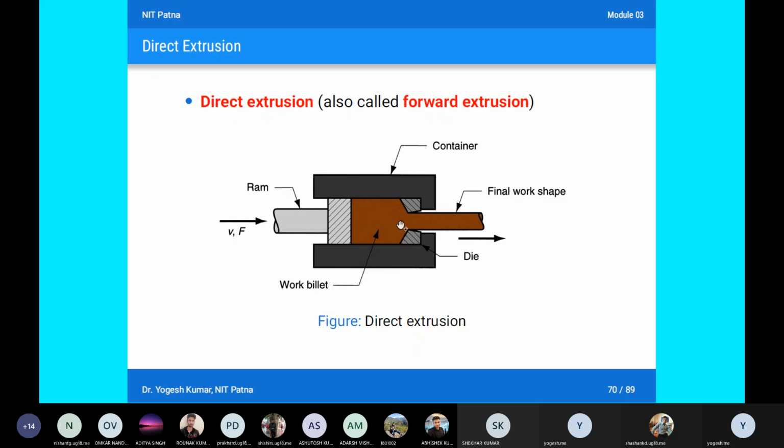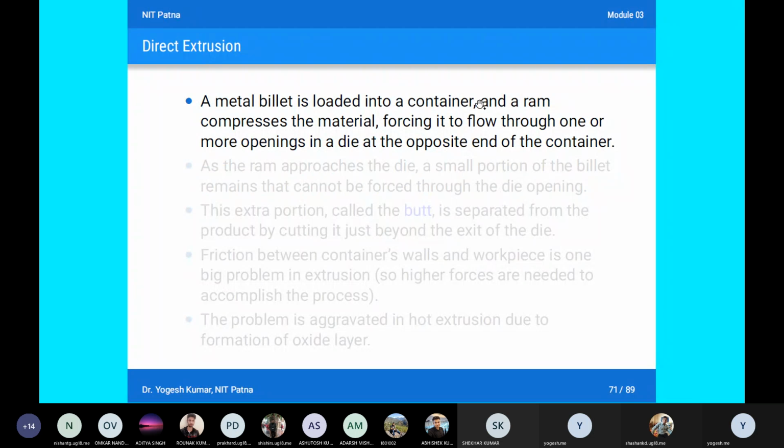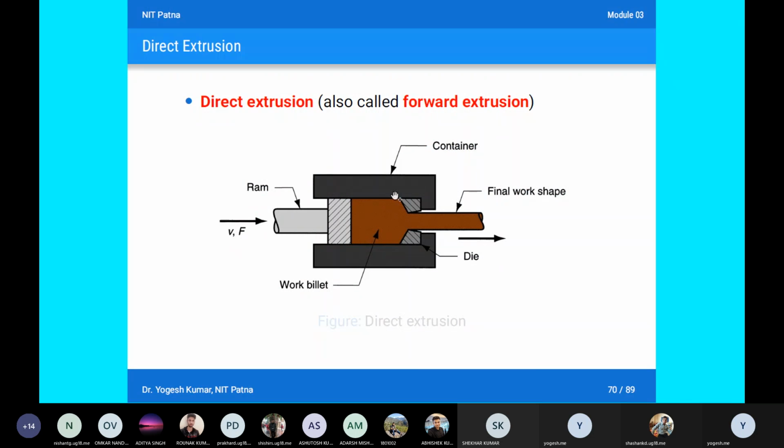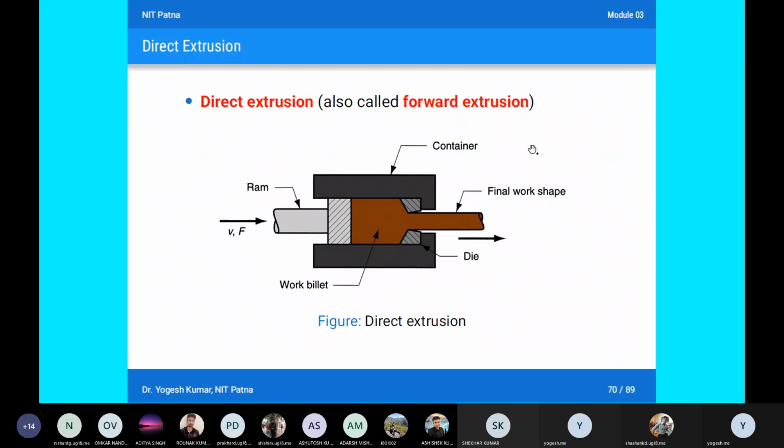I have even written this in the PPT also. You can read it. The metal block is loaded into a container. So what is the first step under direct extrusion? We have to load the work billet inside the die container. After that, the ram compresses the material, forcing it to flow through one or more openings in the die at the opposite end of the container. So at one end we have the ram, and at another end we have the die opening.